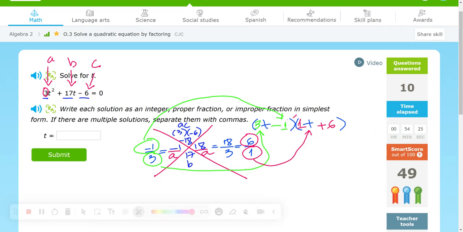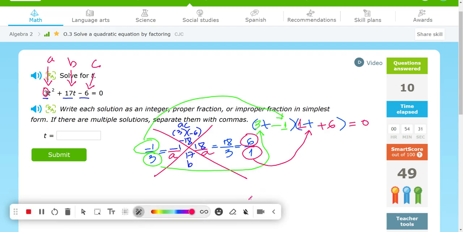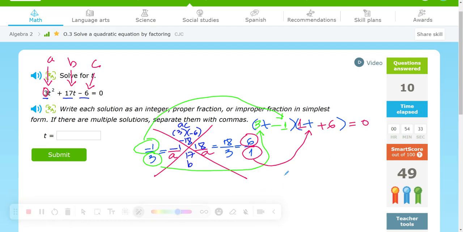That's it. So these are two factors. Multiply equals 0. So now you set up each factor equals 0 and you solve it. Okay, so here we go. 3t subtract 1 equals 0. Then 3t equals 1. Then t equals 1 over 3. So 1 over 3 should be in the box.